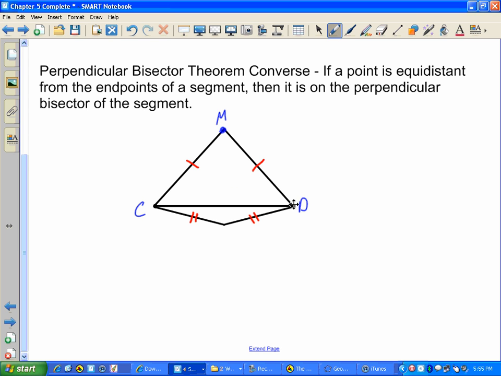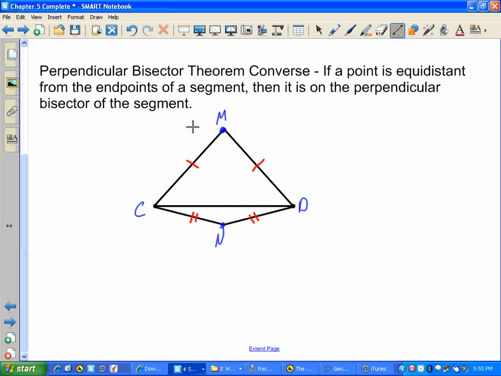Now, what I need is one more point that's on the perpendicular bisector so I can actually draw in my perpendicular bisector. Because you can't draw a line with just one point. And I don't know where the midpoint is of my segment. So if you look down here, this point is also the same distance from D as it is from C. So N is also going to be on the perpendicular bisector of segment CD.